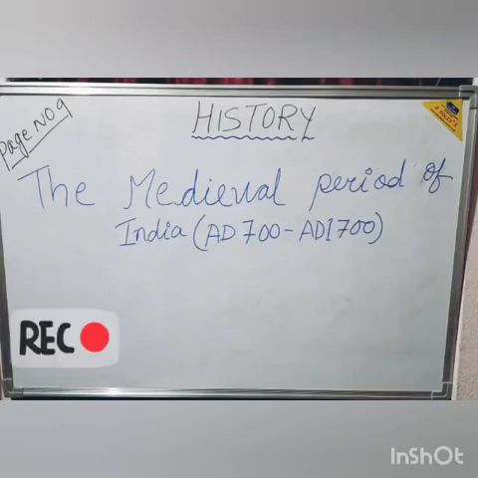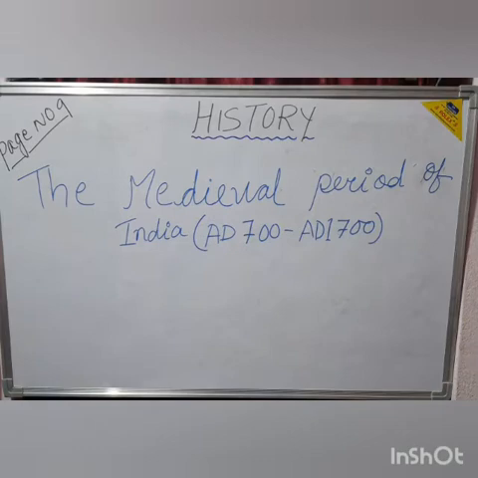You will see here the history part from page number 9. We will see about the medieval period of India, that is AD 700 to AD 1700. Up to this period, we will see about the medieval period of India. So in this chapter, we will see about the middle period of Indian history.